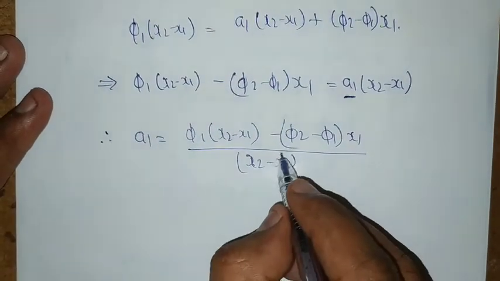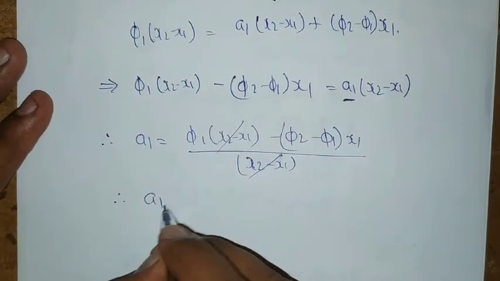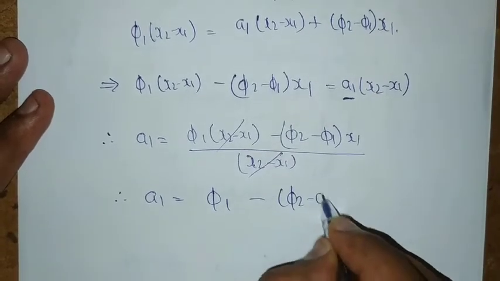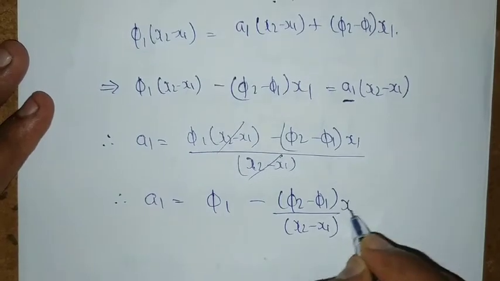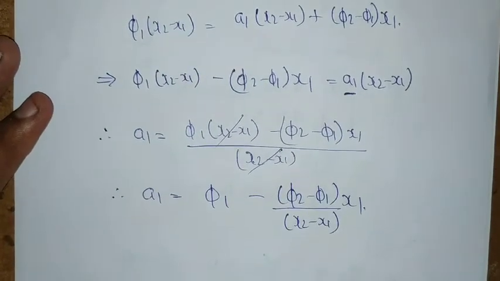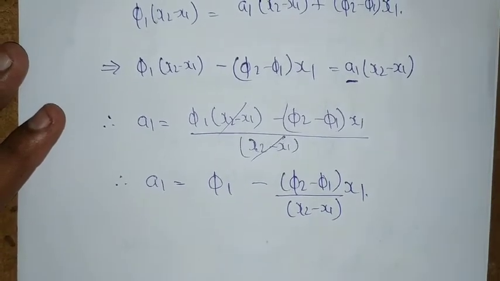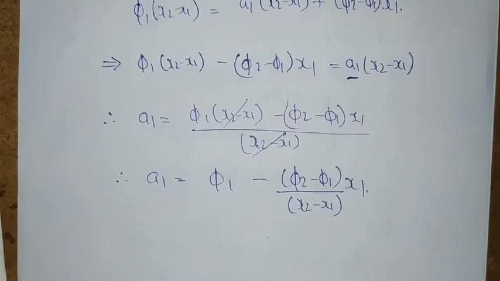If you are going to simplify, this x2 will get cancelled out. Then the equation can be written as a1 is equal to pi 1 minus pi 2 minus pi 1 by x2 minus x1 into x1. It will come like this. So by this the values of a1 and a2 we have found.